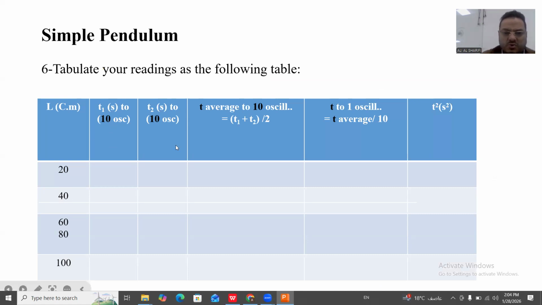The two results should be near each other, divided by 2 to take the average for 10 oscillations, then divided by 10 to calculate the time of one period. Why? Because to plot my curve, I just need L on the x-axis and the time squared for one oscillation for each length on the y-axis. Okay, all of this is to apply the precision.